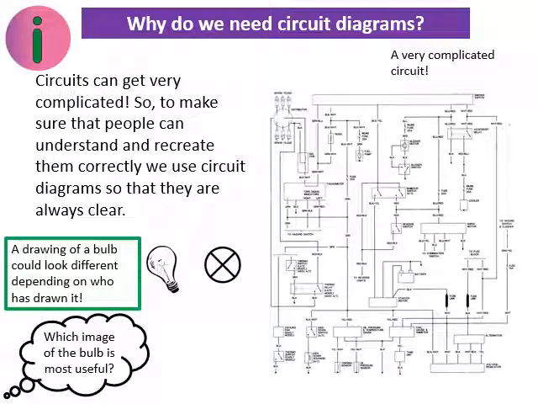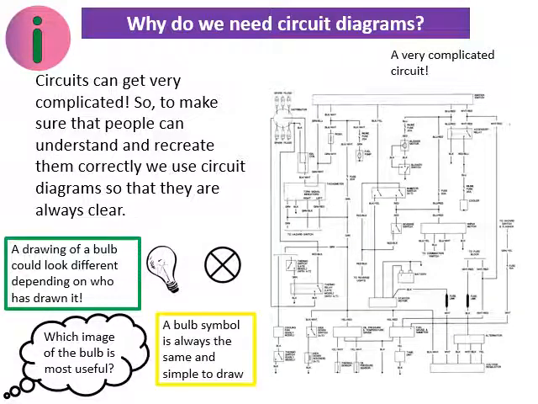So if you've got two drawings of bulbs there, if we think about which one is most useful, the drawing would look completely different depending on who's drawn it. So I could draw a picture of a bulb and it might look totally different to a bulb that you've drawn. But we need everyone to know that what we've drawn is a bulb. So we use this symbol for a bulb because it's always the same and it's simple to draw. So no matter where you are in the world, what language you speak, everyone's going to know that that is a bulb.